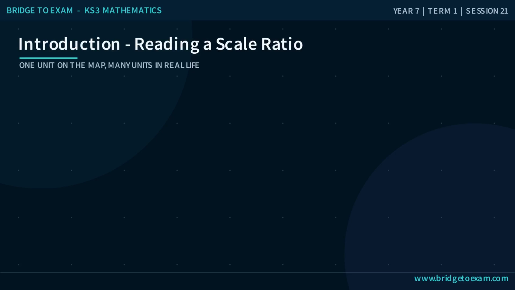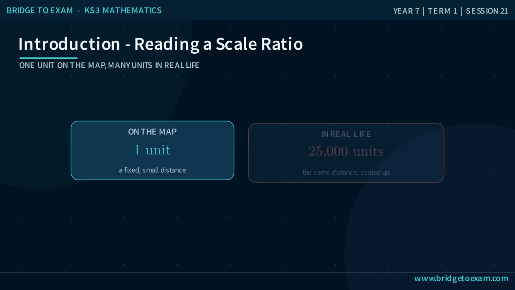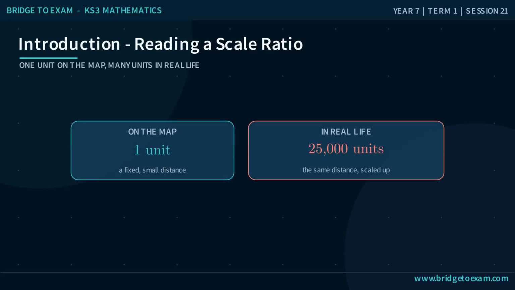Session 21, the last stop in ratio and proportion, and it's about maps. A map says its scale is 1 to 25,000. What does that number actually tell you? One unit on the map represents 25,000 of the exact same unit in real life. A scale is just a ratio in disguise.